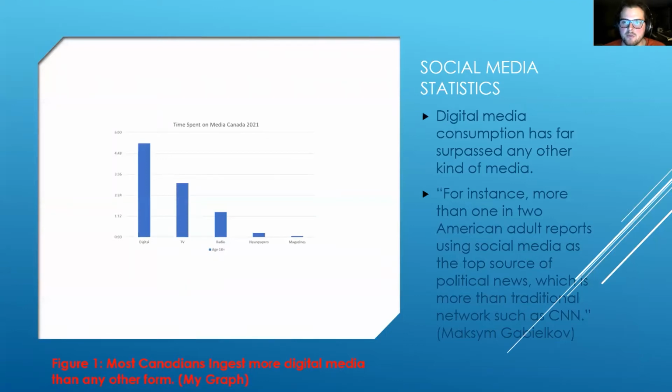So here are some social media statistics. As you can see from this graph, digital media has far surpassed any other use of media. Digital media is where people get their news from nowadays. Social media is like Facebook, Instagram, Twitter. So yeah, you can see there, digital is much higher than everything else.